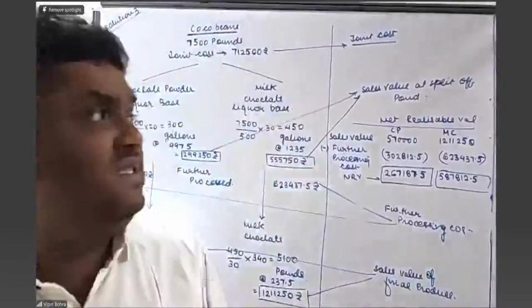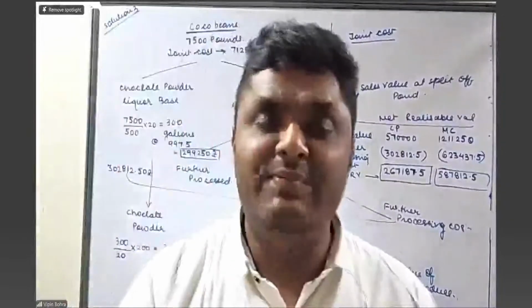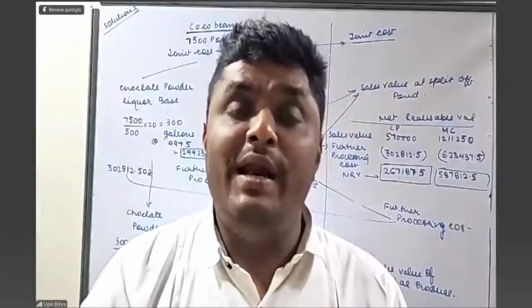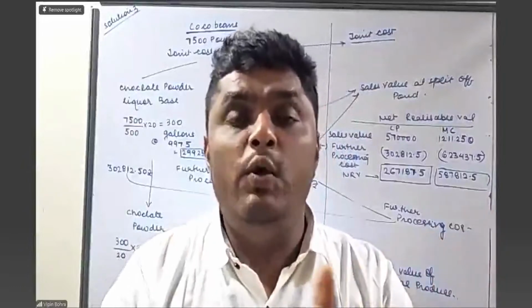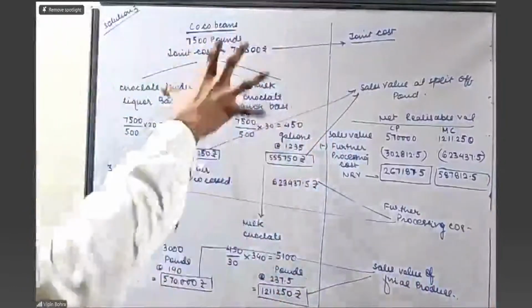So once this master chart is ready, you can solve any question. Whenever you find these types of question wherein the examiner asks you to distribute the joint cost in various ways, try to prepare this table.